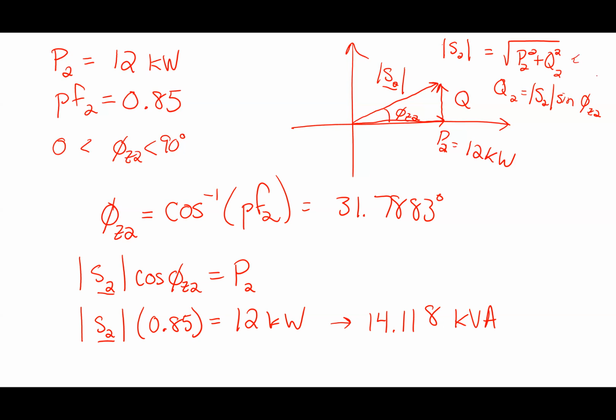It's not too tricky. So my Q2, through either of those two approaches, works out to be 7.4369. And what units do I give that? kVARs, volt-amps reactive. Okay. So I did the first two parts of that.